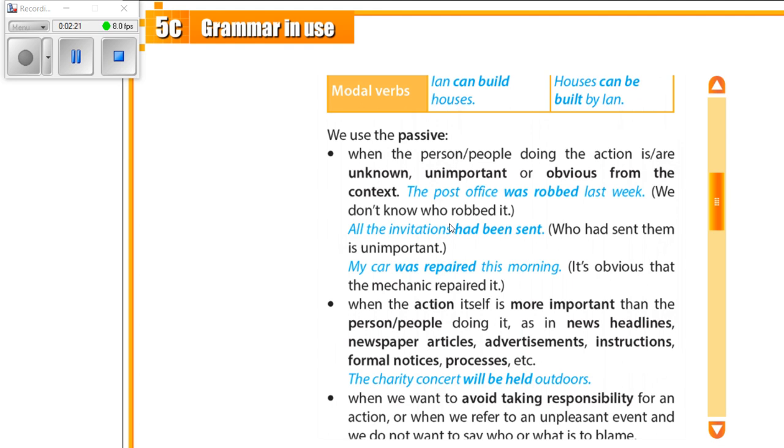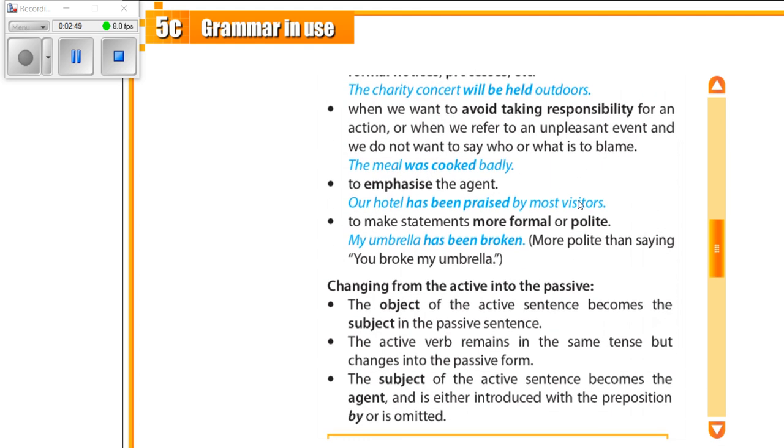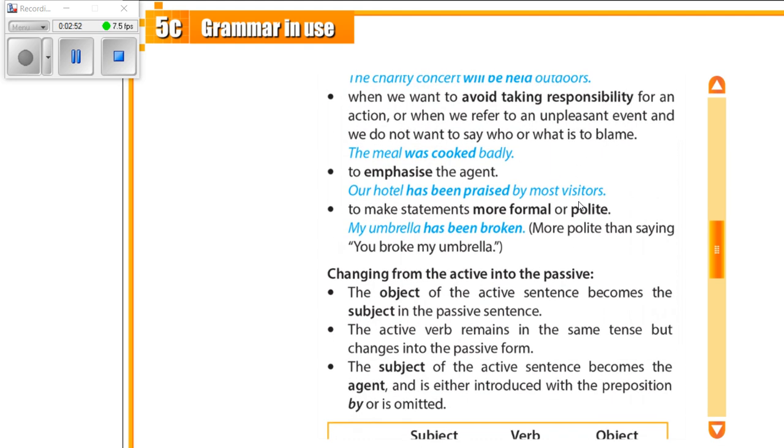Okay, the second use is when the action itself is more important than the person or people doing it, as in news headlines, newspaper articles, advertisements, instructions, formal notes, processes, etc. The charity concert will be held outdoors, whatever the people or the person who will perform the concert. The third one is when we want to avoid taking responsibility for an action, or when we refer to an unpleasant event and we don't want to say who or what is to blame.